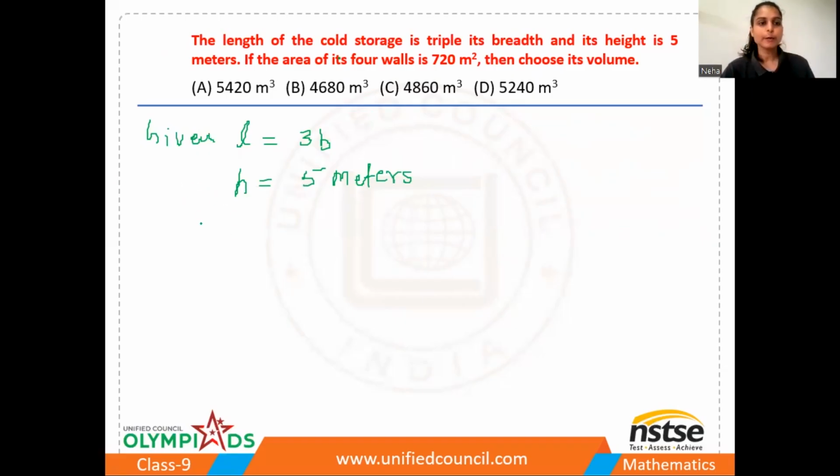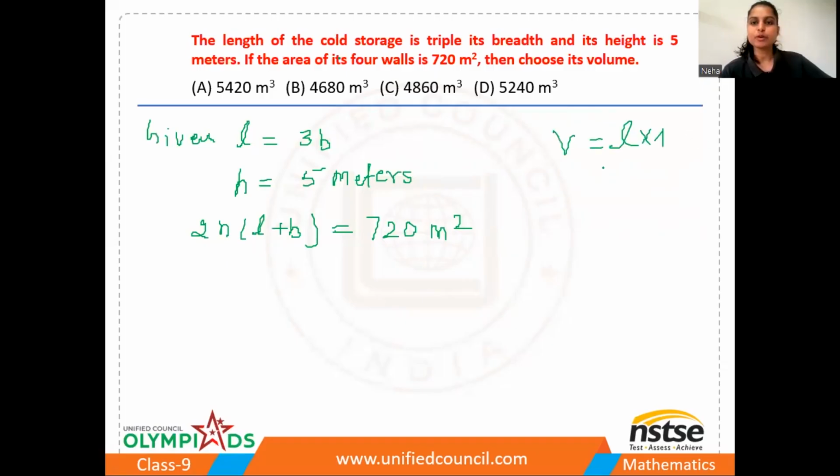That means the area of the four walls is 2h into L plus B, which is given equal to 720 meters square. Then choose its volume. So what we have to do is find out the volume here. That means volume is equal to L into B into H. H is given equal to 5, but L and B are not given. In fact, one relation is given between L and B.